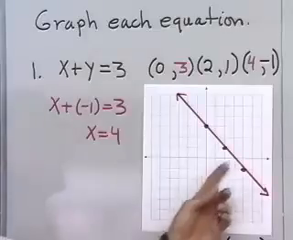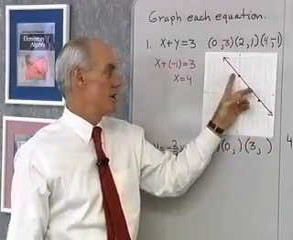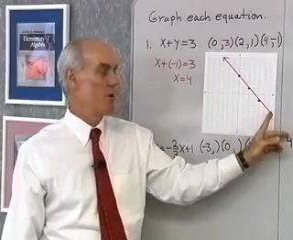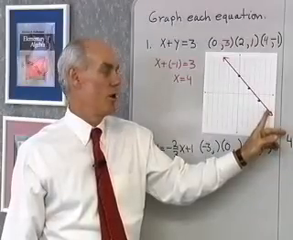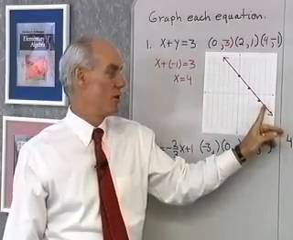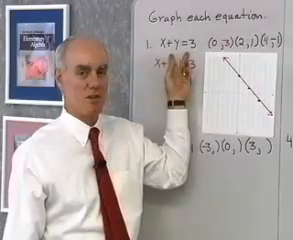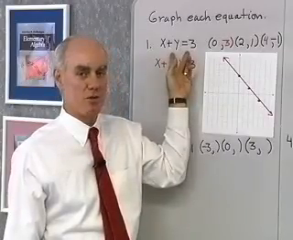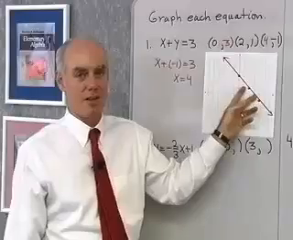So there's my line, x plus y is equal to 3. It's a straight line. Any ordered pair that's on this line, any point on this line has coordinates or an ordered pair associated with it that's a solution to this equation, and any ordered pair that's a solution to this equation has a graph that lies on this line.